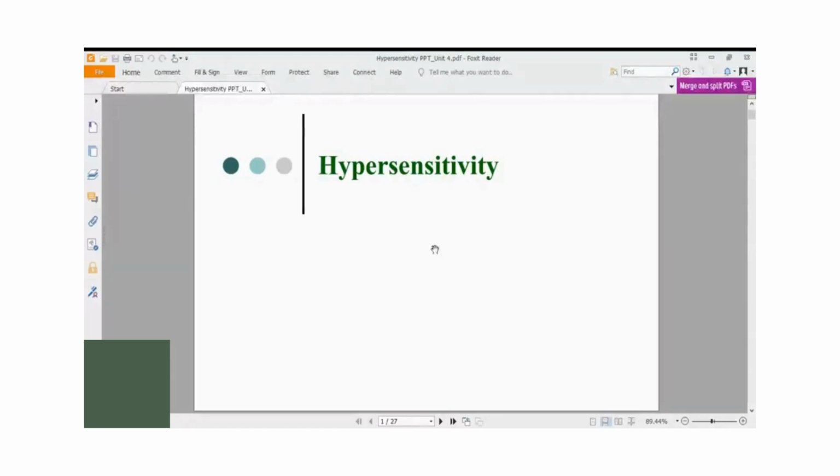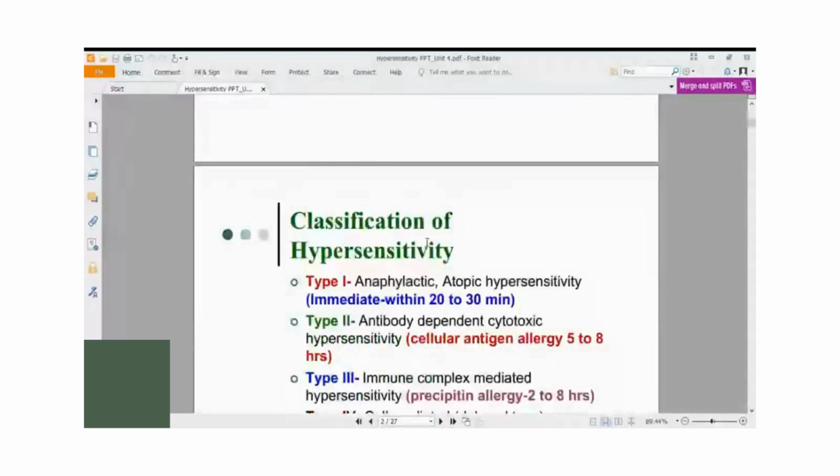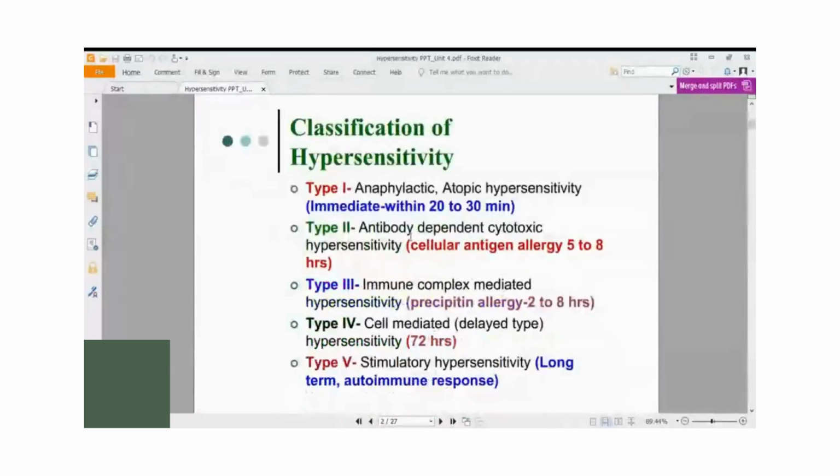So, hypersensitivity, based on the types of reactions that take place in the body against the antigen, plus the types of antibodies that are involved, is classified into 5 different types. And the 5 different types are as follows. Type 1 hypersensitivity, which is called anaphylactic or anaphylaxis. Anaphylaxis, in terms of the Latin word, means against, that is something against the body.